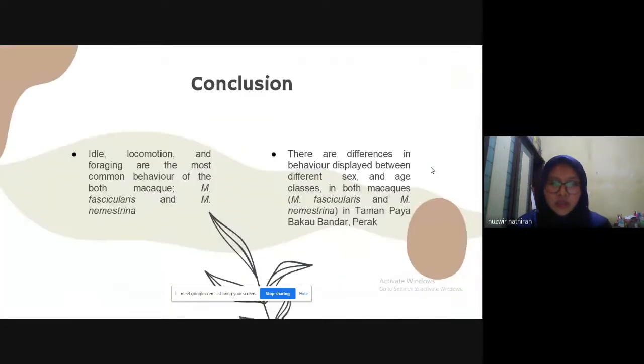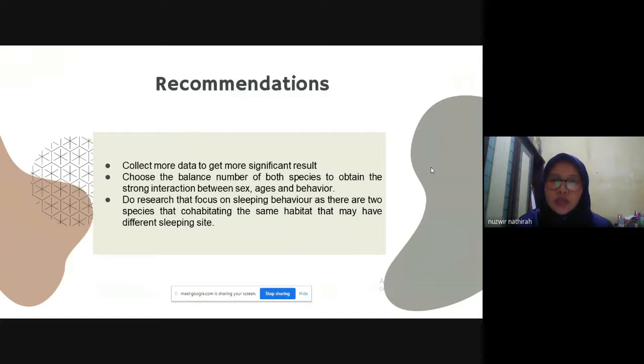We move to the conclusion. Either locomotion and foraging are the most common behaviors of both macaques, Macaca fascicularis and Macaca nemestrina. The second conclusion is that there are differences in behavior displayed between different sex and age classes in both macaques in Taman Paya Bakau Bandar. As for the recommendation, more data need to be collected to get more significant results.